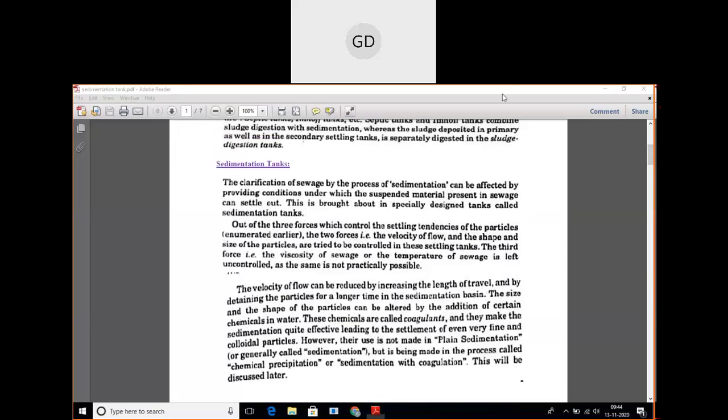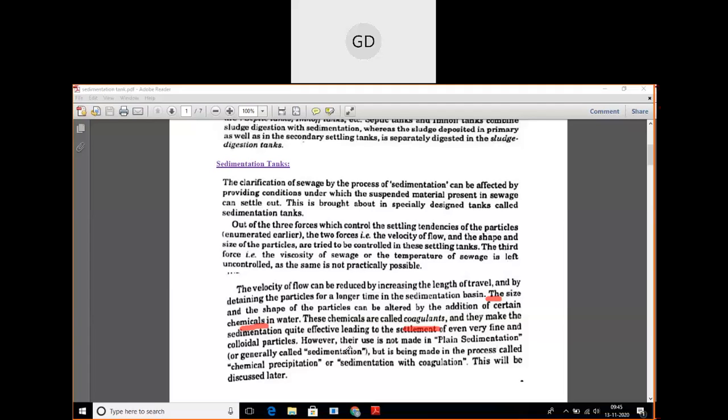Let us read this one. It is written here: the size and shape of the particles can be altered by the addition of certain chemicals in water. These chemicals are called coagulants, and they make the sedimentation quite effective, leading to the settlement of even very fine and colloidal particles.